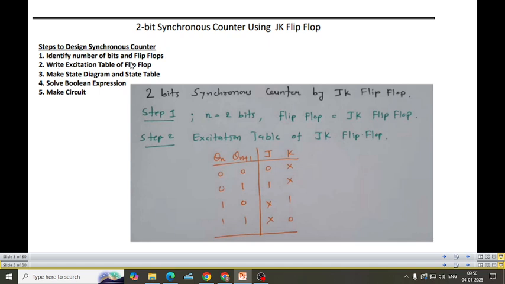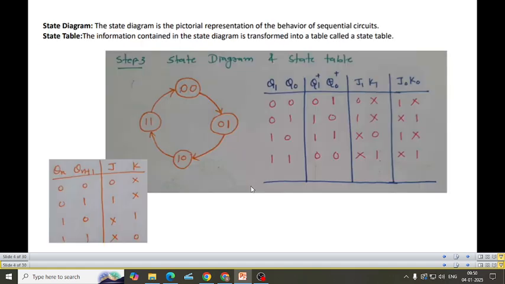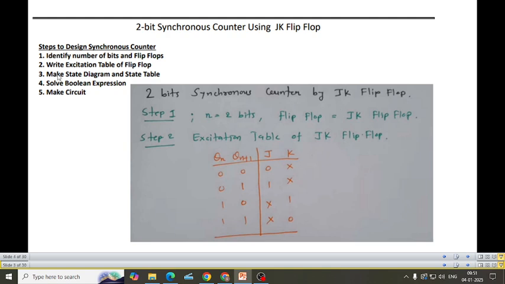Write the excitation table of the flip-flop. So what flip-flop are you going to use? JK flip-flop. So you need to write the excitation table of JK flip-flop. Okay, this is step 2. After writing the excitation table, can you see this is the excitation table of JK flip-flop. What is step 3? You need to draw the state diagram and tabulate the state table. That is your step 3. Step 3 is you need to make the state diagram and state table.